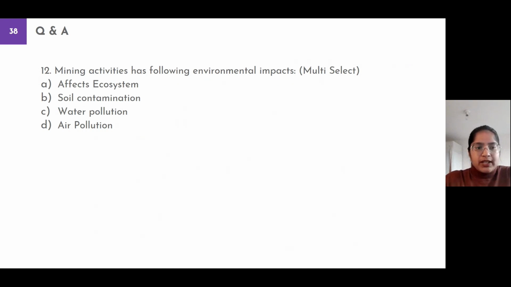Moving on, question 12. Mining activities have the following environmental impacts. This is again a multi-select question, and here you need to select more than one option. So the environmental impacts are A, it affects the ecosystem, B, it causes soil contamination, C, it causes water pollution, and D, it causes air pollution. So the correct answer is all of the above, which is A, B, C, and D. Mining activities indeed cause all of the listed environmental impacts.